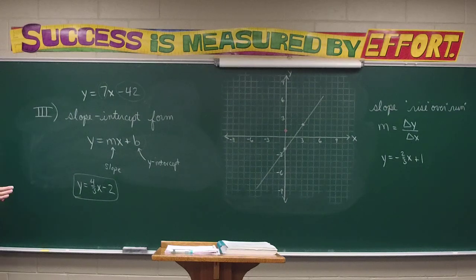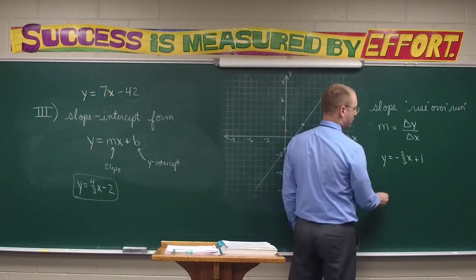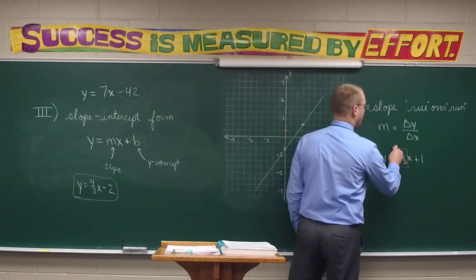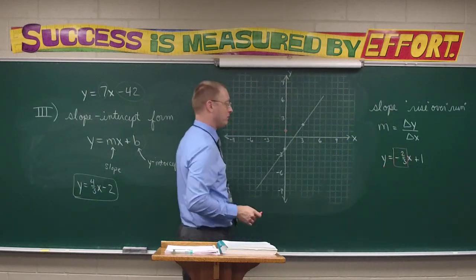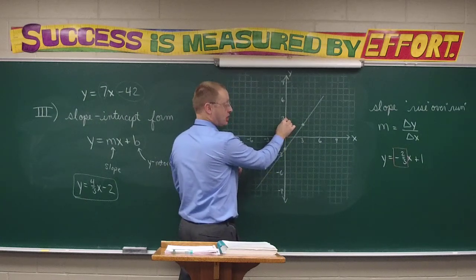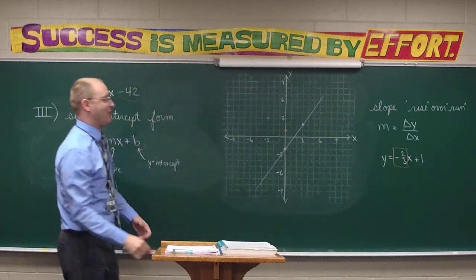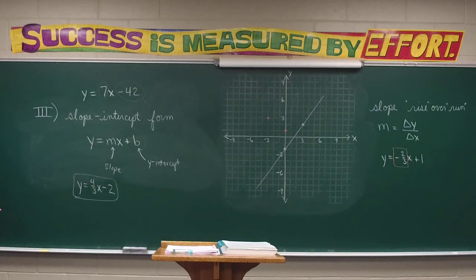First of all, what is my slope? Michael? Negative 2/3. Negative 2/3, which means I'm going to rise how much, Michael? 2. Then I'm going to run how much? Careful, Michael. Negative 3. Negative 3. Put another dot. And then, class, we just connect the dots.